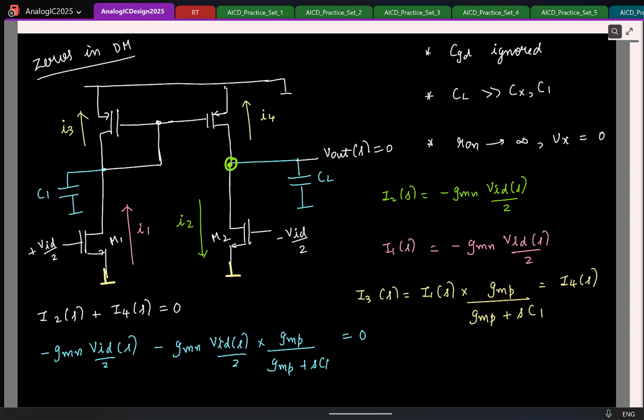So now you can rearrange this and you will find that the 0 will be at minus 2 GMP by C1. It's a simple manipulation. So this will be the 0 location.